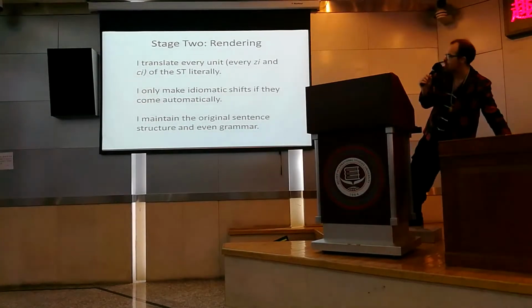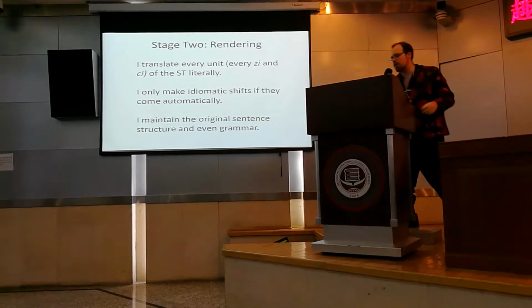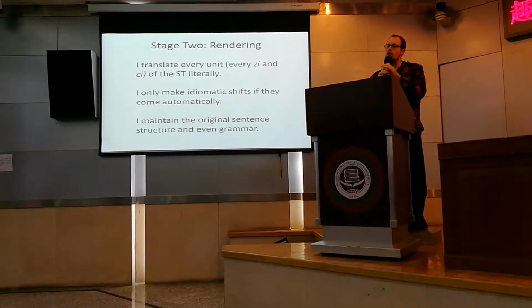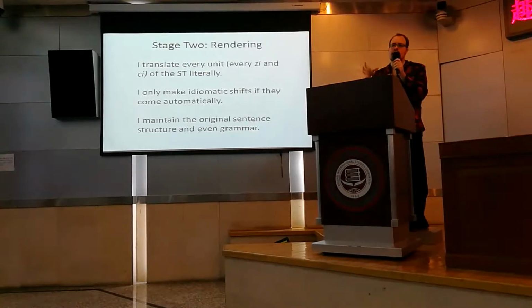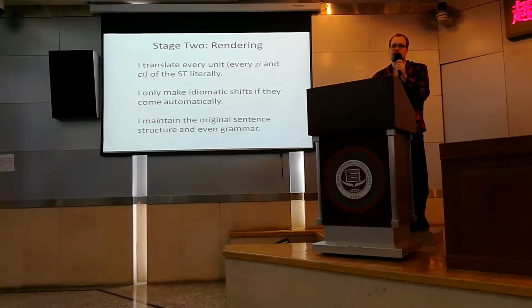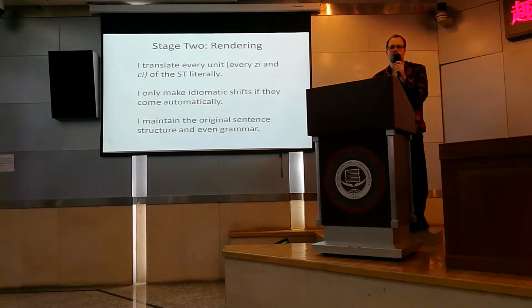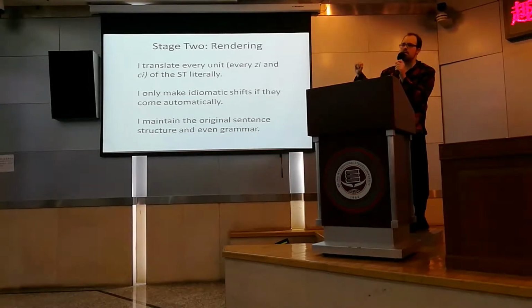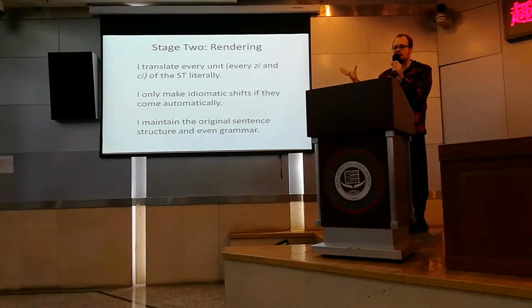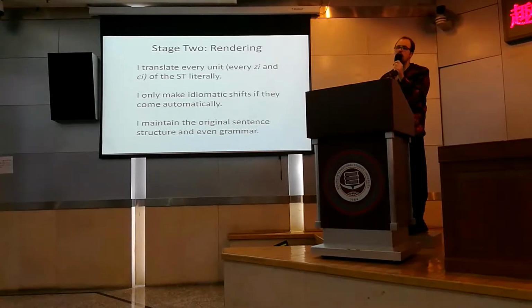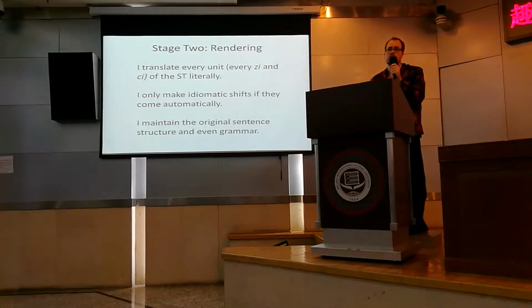Okay, so the next part is the rendering stage. Rendering doesn't really mean translating, it's a little bit different. Rendering means that you take every unit in the original text and you translate it literally. So it's a literal rendering, a literal translation. And I put in brackets every 字 and 词. Well, if you know Chinese, you know that there are two units in Chinese, 字 and 词. So you make sure every single character is accounted for in the literal translation that you do.